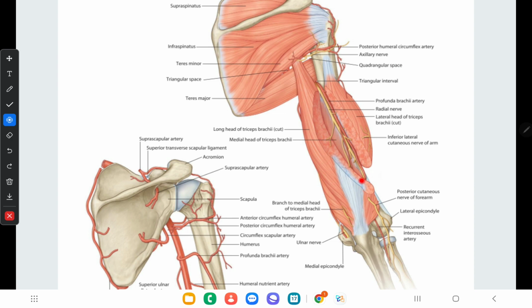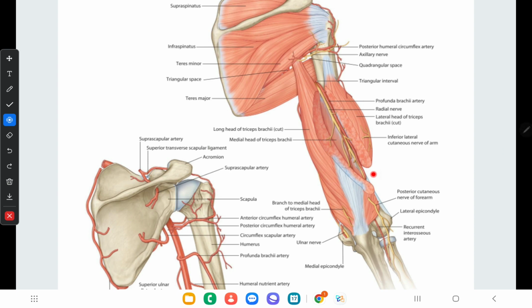Here there is the lateral intermuscular septum, and this radial nerve pierces the lateral intermuscular septum and enters into the anterior compartment of the arm. Some books say it enters into the anterior compartment just above the lateral epicondyle. It is also correct.